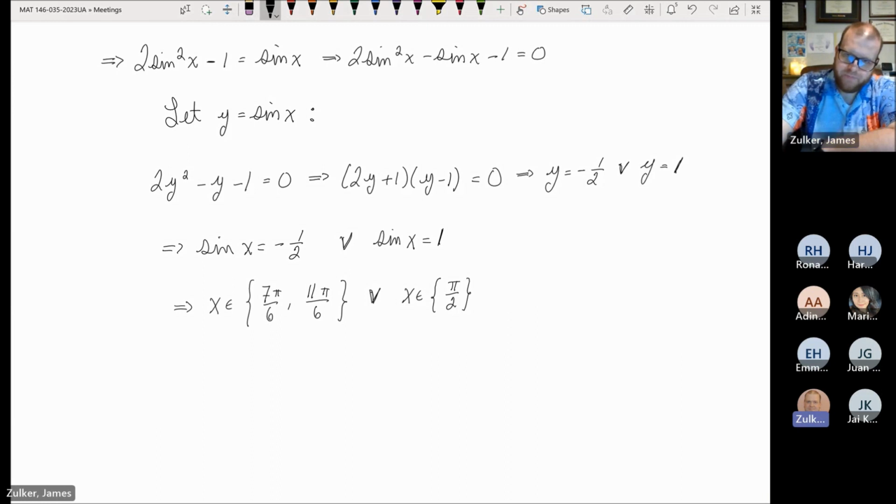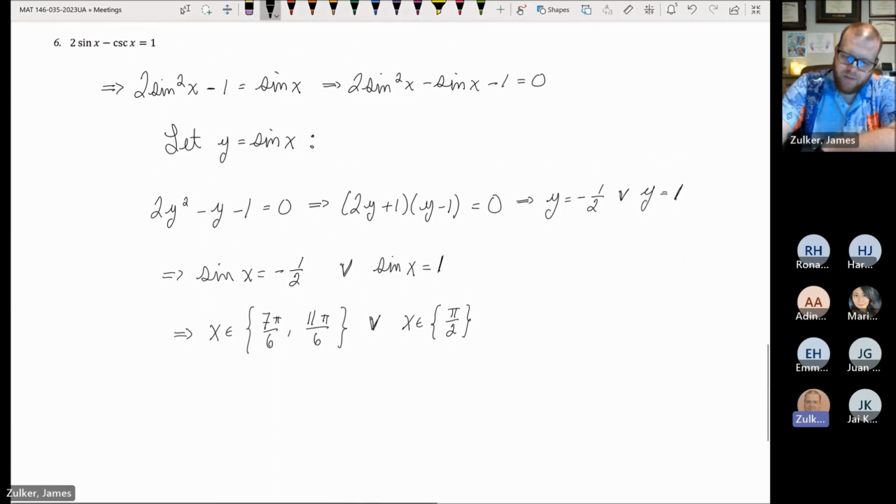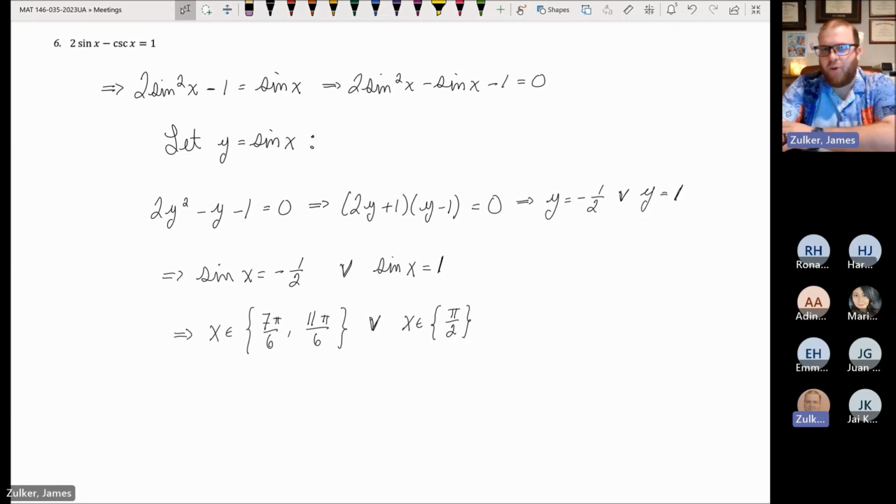However, we multiplied through by a sine. So let's just check to see if all three of these solutions fit. Pi over 2 does, right? We get 2 minus 1 is 1. Right, so that one works.